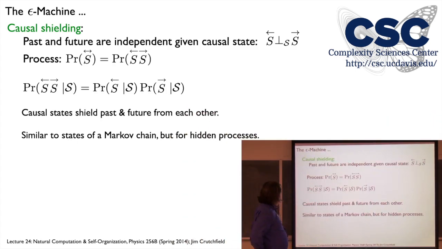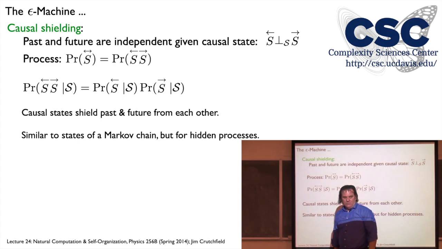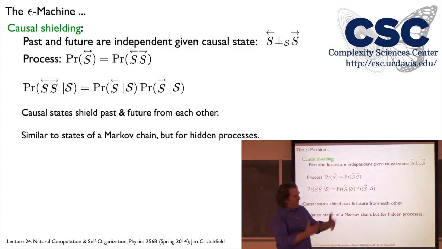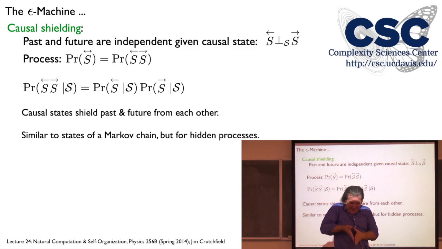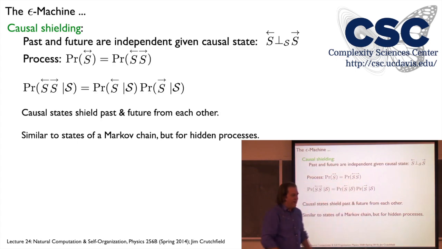Okay, so first thing, causal shielding. What do I mean? I mean the past and future are independent if I give you the causal state. So the past is independent of the future if I know the causal state. In other words, you're trying to predict something about the future, and either you can remember the particular past that has taken you to this present time, or I can say, oh, you're in state D. Somehow, those are equivalent kinds of information. It shouldn't be too surprising because the causal states are made of the past.